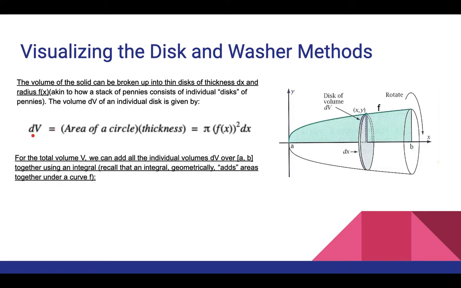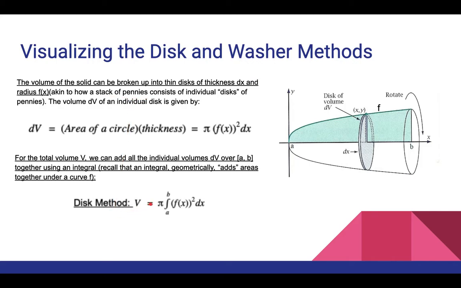All right. So now, in order to find the total volume V, we can add all the individual volumes dV over the interval of interest a to b together using an integral. Again, recall that an integral geometrically adds areas together under a curve f. In this case, instead of adding areas, because we've rotated, we're now adding volumes. This is like adding the volume of each individual penny together to get the volume of a whole entire stack of pennies.